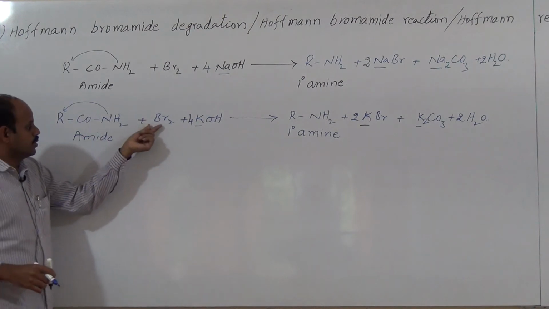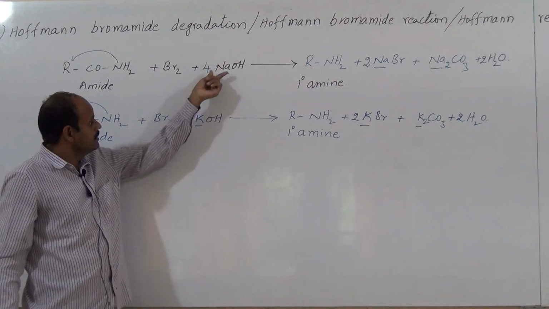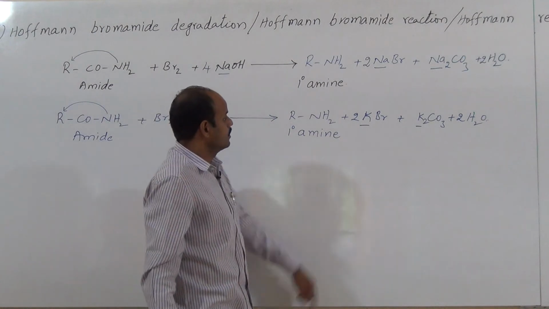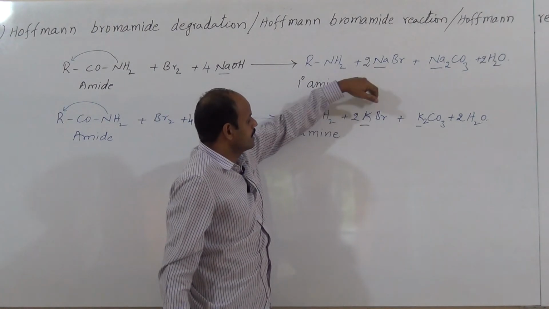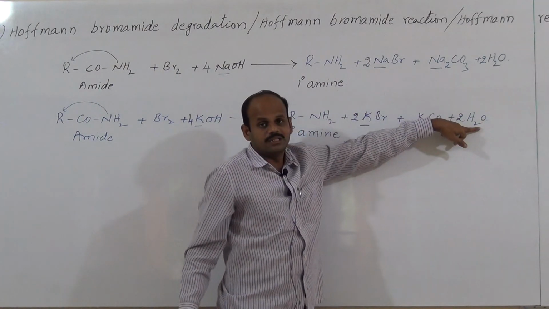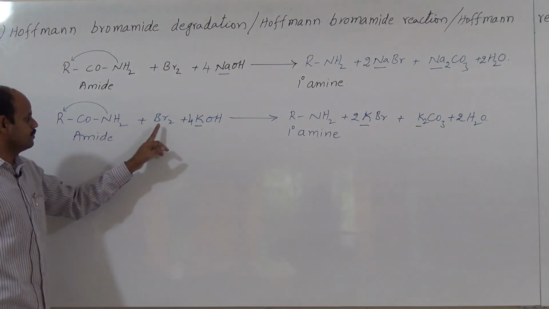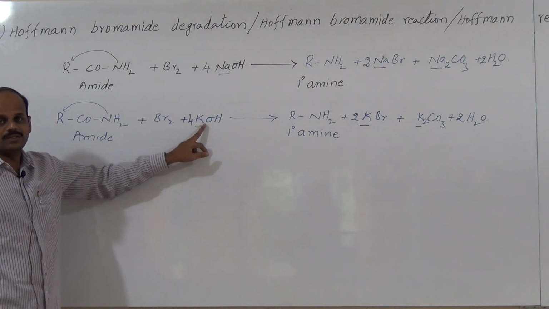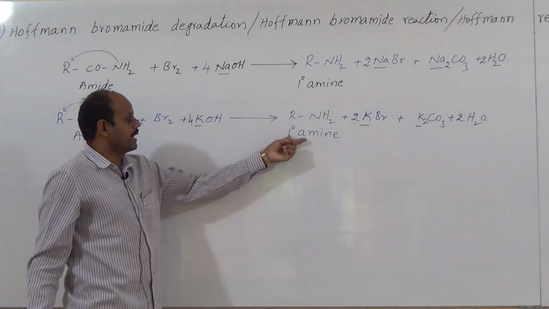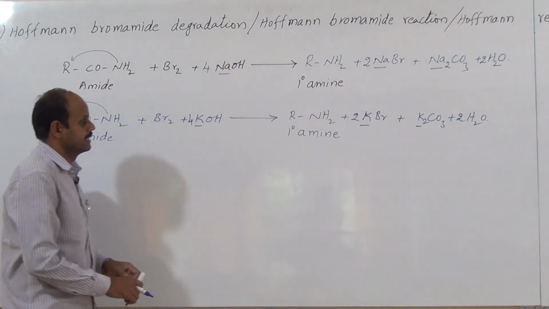Amides react with bromine in the presence of alkali solution like KOH, potassium hydroxide, or NaOH, sodium hydroxide. Then we get primary amine by the removal of NaBr or KBr, Na2CO3 or K2CO3, and water. Okay, simply you can write the definition: amides react with bromine in the presence of alkali like potassium hydroxide or sodium hydroxide to form primary amines. This reaction is called Hoffman bromide degradation reaction.